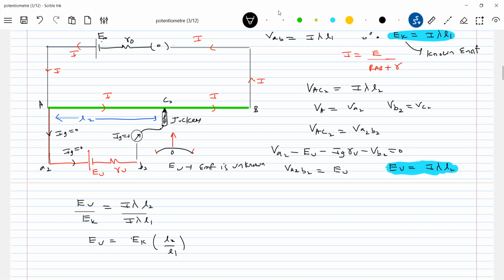What are L1, L2? They are called balancing lengths. This is a cell whose EMF is unknown. And this is a cell whose EMF is known.